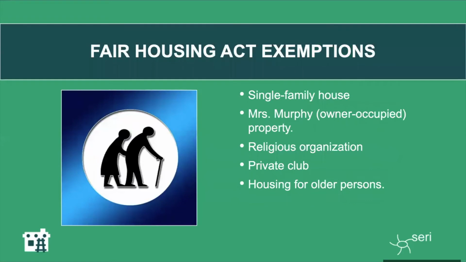Fair Housing Act exemptions. Here are situations in which the Fair Housing Act does not apply. Single-family house, Mrs. Murphy, owner-occupied property. This means if a dwelling has 4 or less rental units and the homeowner lives in one of them. Religious organization, private club, housing for older persons.